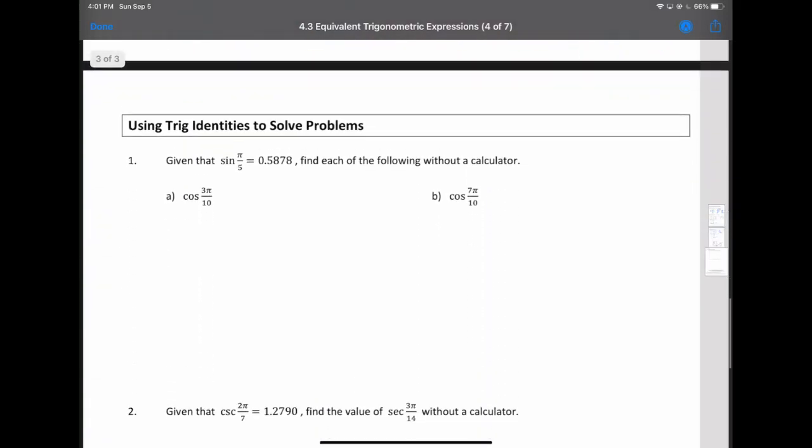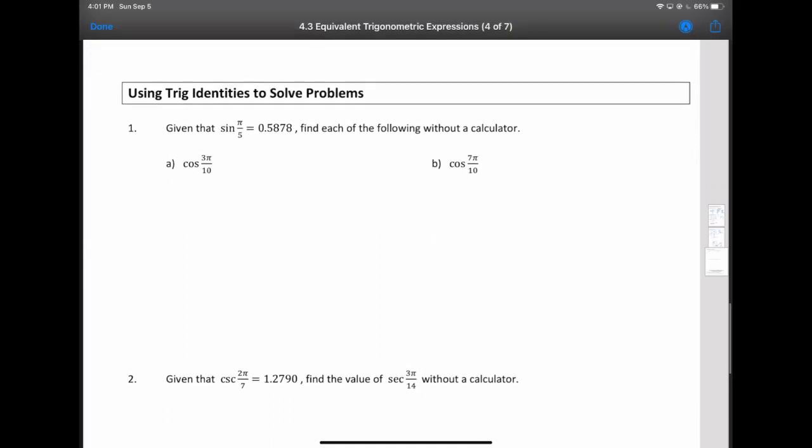All right. Now let's see if we can use this to solve some interesting little problems. Number 1, given that sine pi over 5 is equal to 0.5878, it doesn't tell us a lot of detail except that pi over 5 is not one of our special angles that we know anything about. Find each of the following without a calculator.